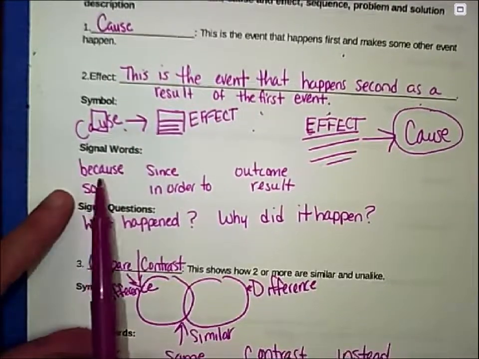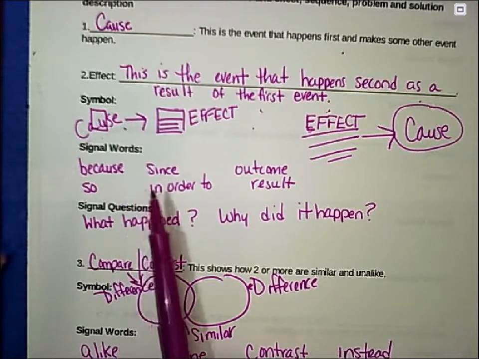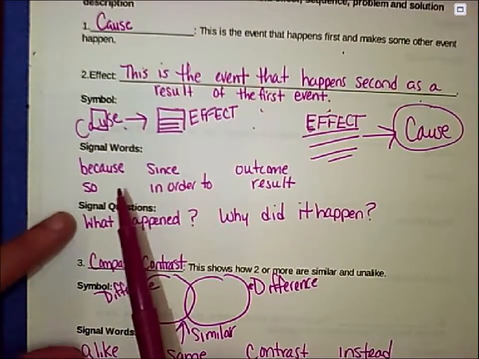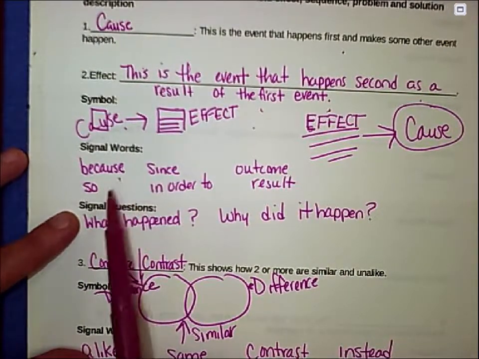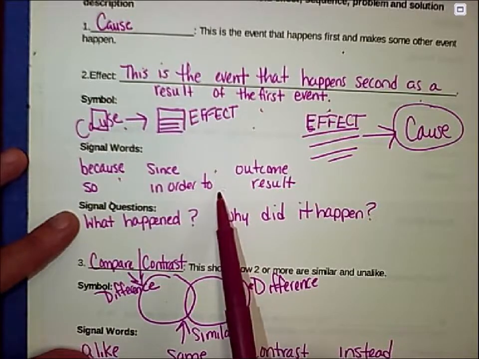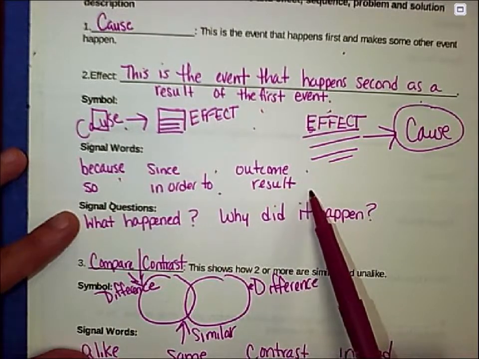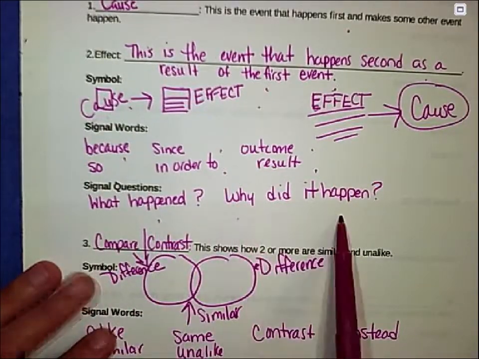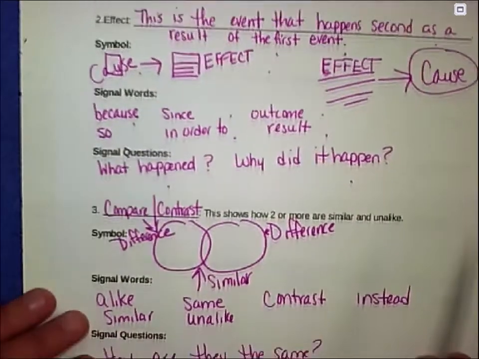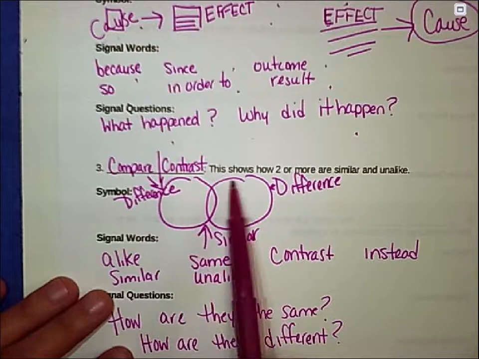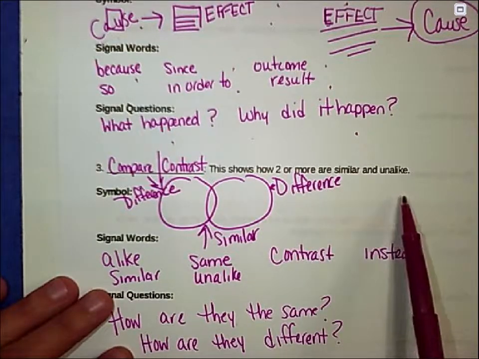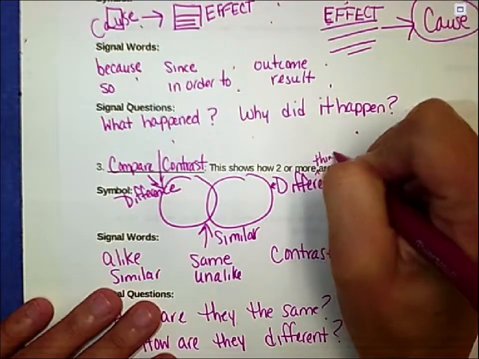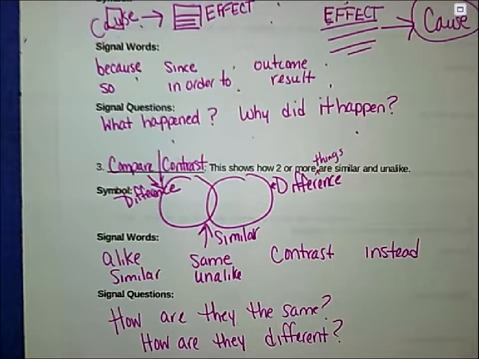So, and then signal words, or words that you see in a passage to give you a clue that, hey, yes, this is a cause and effect text structure possibly. You have words like because, so, since, in order to, outcome, or result. And our signal questions are what happened or why did it happen, okay? Then we went on and we talked about compare and contrast, and we said this shows how two or more are similar and unalike, okay? And you could add in the words two or more things are similar and unalike.